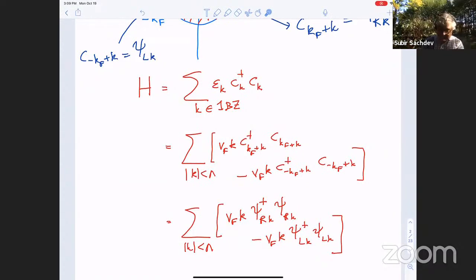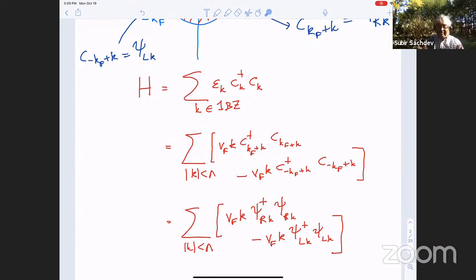All right, so that's the theory. But of course, to make this theory well-defined, I have to put a cutoff, and this can't hold for all K. There's a cutoff, lambda. And we're going to look at the limit where lambda goes to infinity, where things don't depend on the cutoff, at least to begin with.